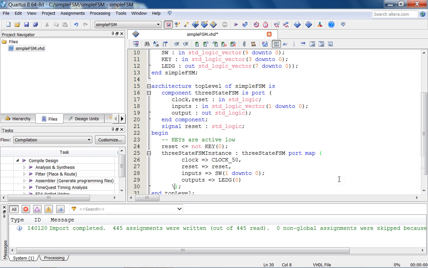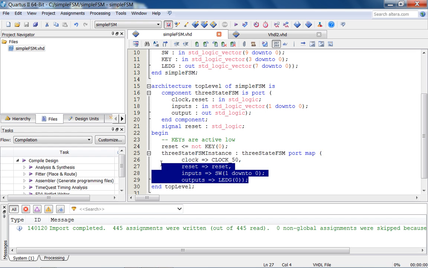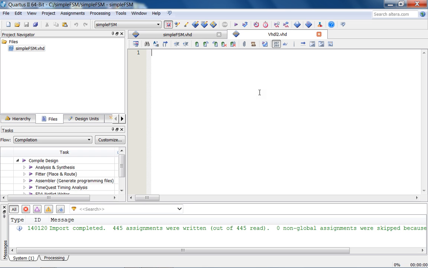Hopefully I don't have any syntax errors, but let's first create the subcomponent file, new. This is bottom-up design. You could create the subcomponent first and then create the top level. It's up to you, just be systematic about it. Actually, I don't need to copy that, I need to copy this. Again, library IEEE, use IEEE.std_logic_1164.all. I don't think you really need the numeric_std library, but I just leave it in there.